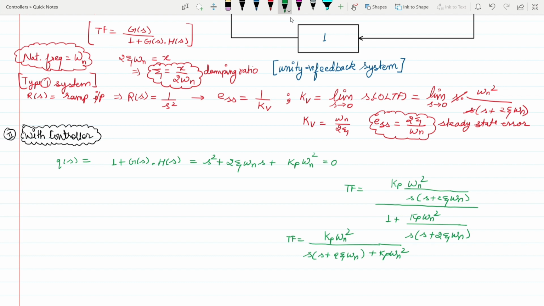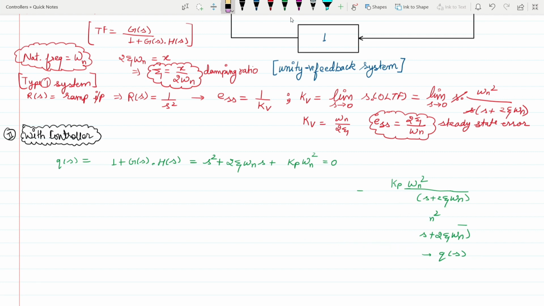Here is the characteristic equation from this part, 1 plus g of s into h of s. This is equal to the q of s over here. You can see these two equations are the same. So like this you can get the characteristic equation. I have just shown it over here.